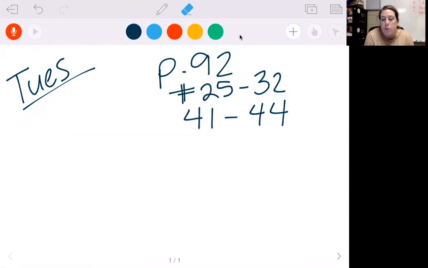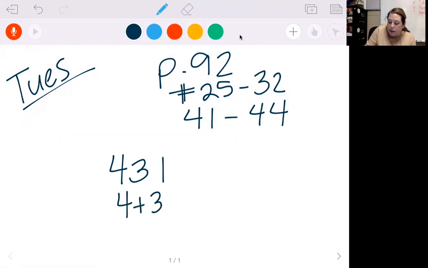Remember, a number is divisible by 2 if the last digit is even. If you add up the numbers like this, so say we have something like 431. To see if it's divisible by 3, I add them up. 4, 5, 6, 7, 8. I cannot divide 8 by 3, so 431 is not divisible by 3. Same with 9. If I do 4 plus 3 plus 1 equals 8, I can't divide 8 by 9, so 431 is not divisible by 9.